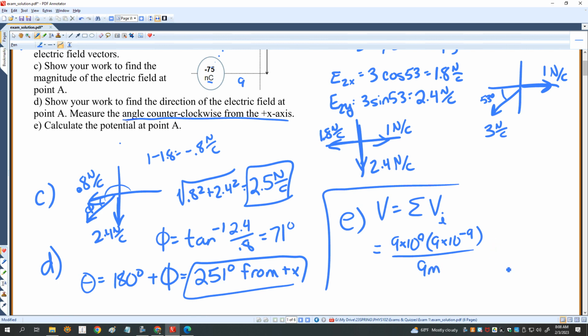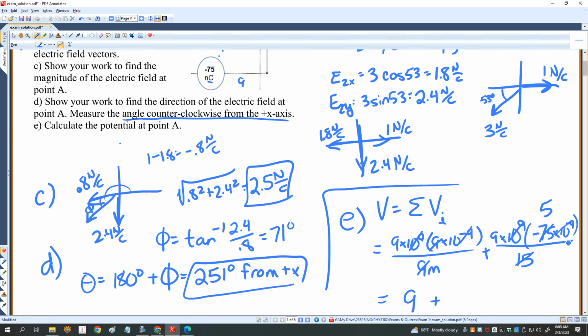That's the first one. And then the second one is 9 times 10 to the ninth times negative 75 times 10 to the minus 9 divided by the distance, which is 15. So I can cancel out that, and then that cancels with that. That just leaves me with 9 volts plus that cancels with that. That cancels with that and leaves a 5.